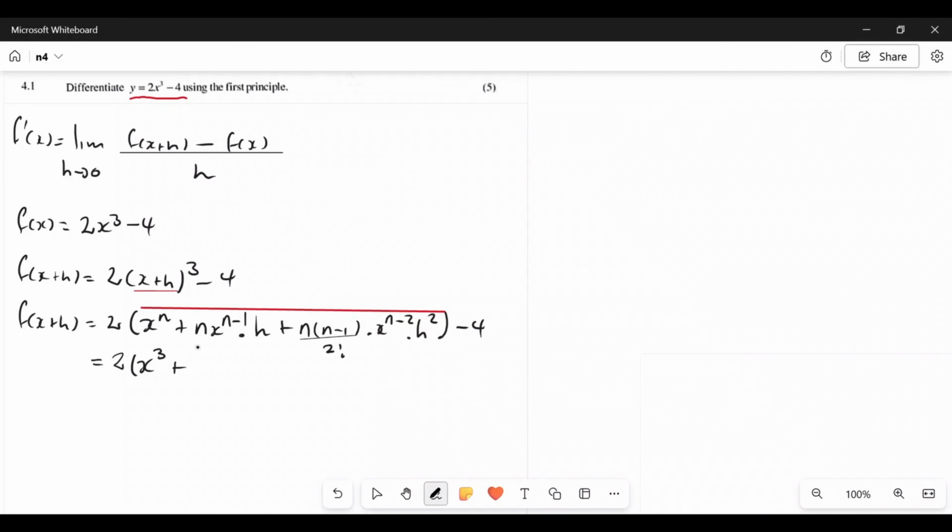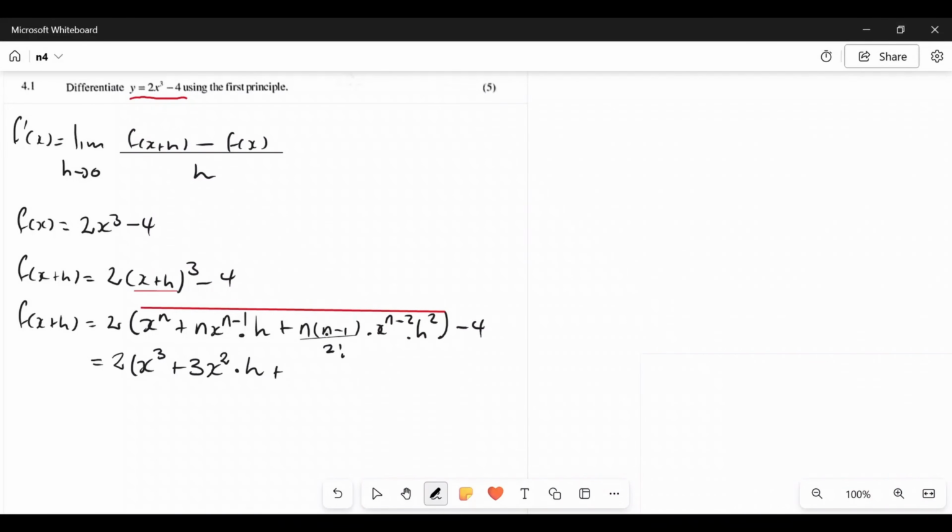The second term, we have n. We already established that n is equal to 3. And we have x to the power of n minus 1. So this is going to be 3 minus 1, so you can write it as 2. And then we have multiplied by h. What is h? h is actually h there. So you just write h there, plus.